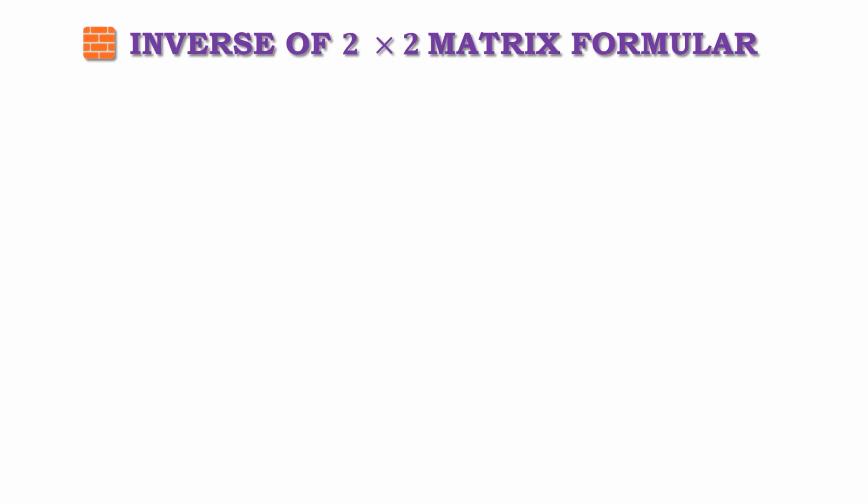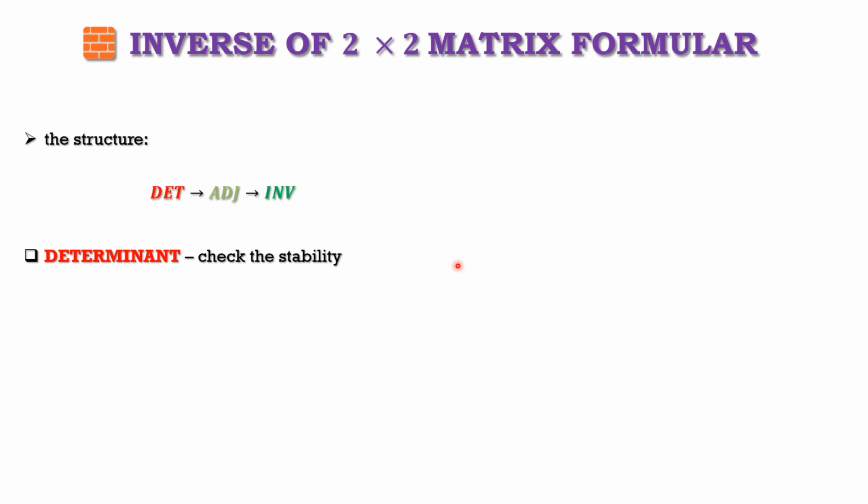So now we are on the main idea for today's study, which is the inverse of 2 by 2 matrix formula. Now let's look at the structure of the 2 by 2 matrix formula. The structure is you find your determinant, you also find your adjoint, then you move to the inverse. So DET, that is determinant, to the adjoint, and to the inverse. That is the structure of the inverse of 2 by 2 matrices.